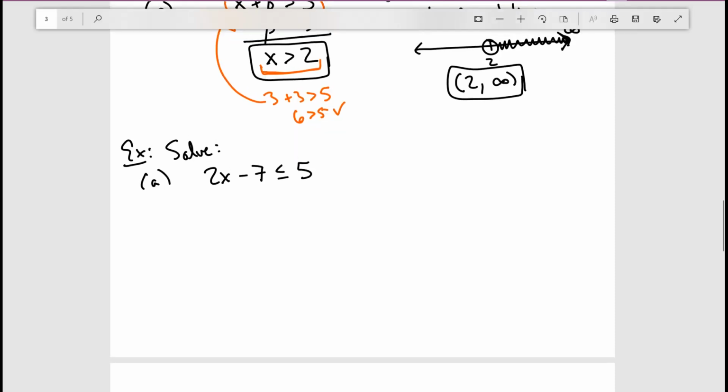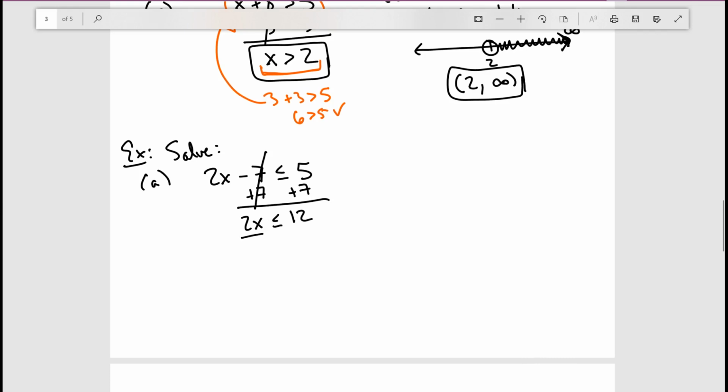So the first thing that we're going to do, let's solve for the value of x. Let's move the 7 over. So I'm going to add the 7, add 7. So now I'm left with this 2x. 2x is less than or equal to 12. Now I'm going to divide by 2, divide by 2. x is less than or equal to 6. So this is my solution. x is less than or equal to 6.